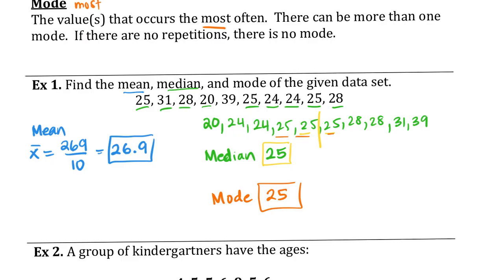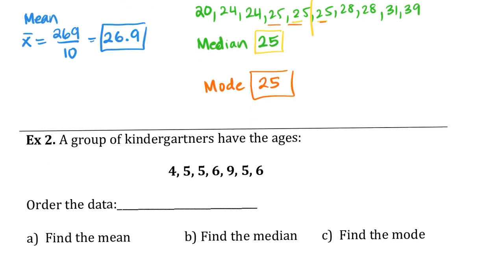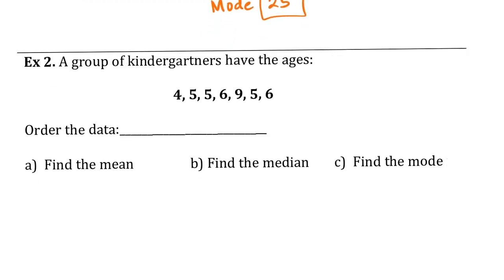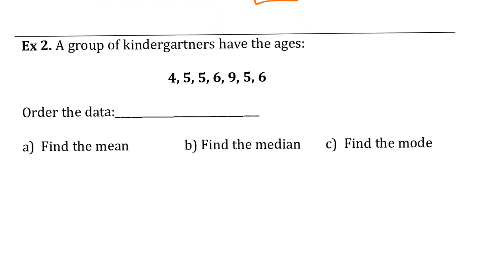Let's consider example 2. A group of kindergartners have these ages. Let's order the data first, going lowest to highest. So the 4, 5, 5, and there's another 5. Wait, how many 5s? 3 5s. Hold on, I have too many 5s.